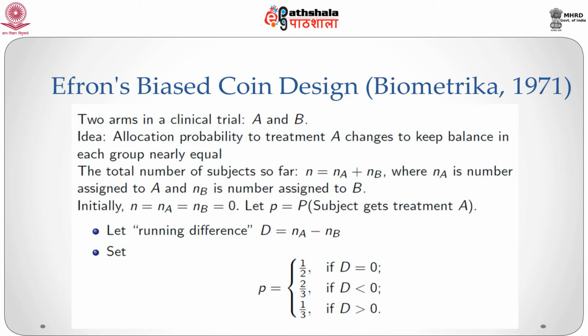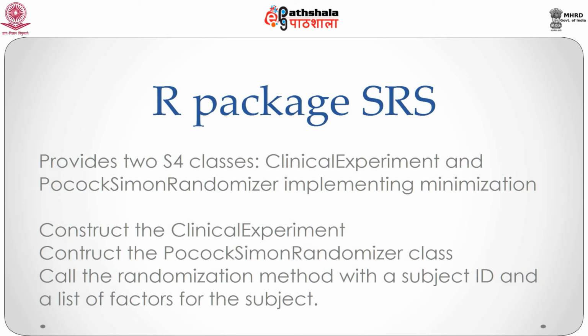Finally, let us look at the R package SRS, which implements the procedure of minimization. It provides two S4 classes called ClinicalExperiment and PocockSimonRandomizer. The typical usage is that we first construct the clinical experiment, then we construct the PocockSimonRandomizer class using the clinical experiment as an argument, and then we call the randomize method with certain subject-specific inputs.